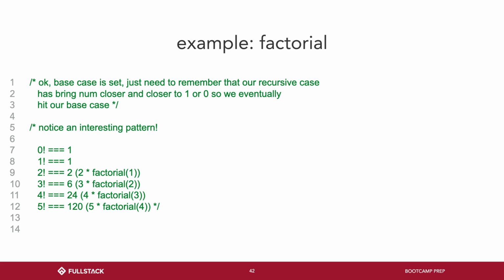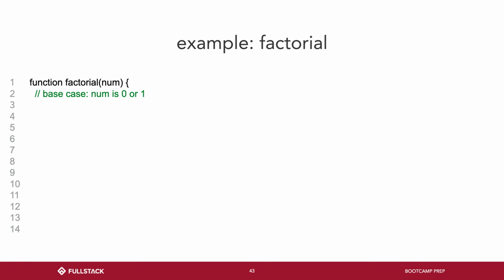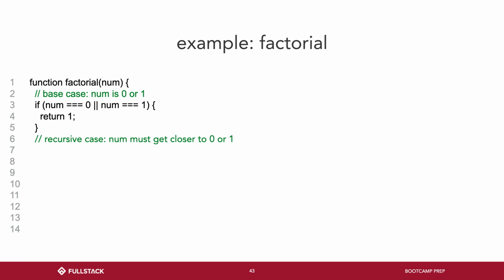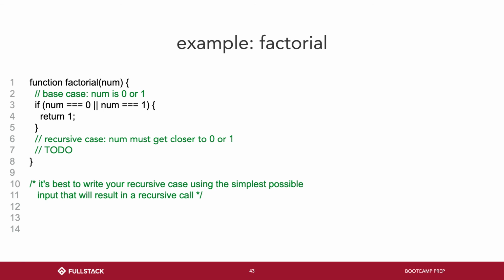So the base case is set, and we just need to remember that our recursive case has to bring our number closer and closer to 1 or 0, so we eventually hit our base case, right? And notice an interesting pattern. So recursive case, num, must get closer to 0 or 1. So it's best to write your recursive case using the simplest possible input that will result in a recursive call.